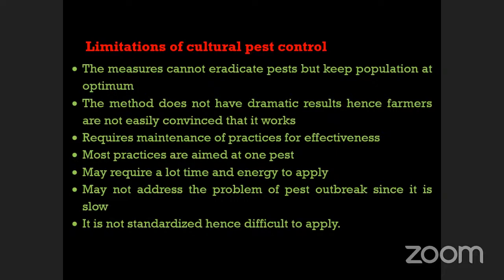And then the second last point says, it may not address the problem of pest outbreak since it is slow. If a pest manifests in your garden, you cannot control it too fast using these methods. But if you use the chemical, it is assured that you are able to control the pest population in the shortest time.